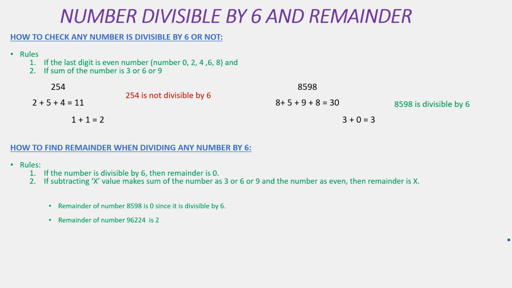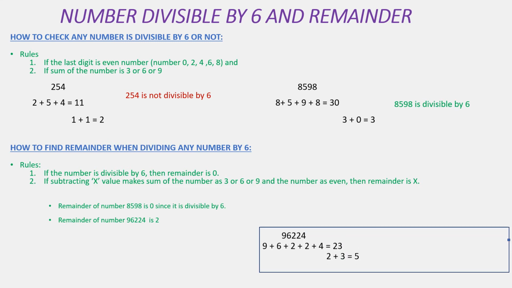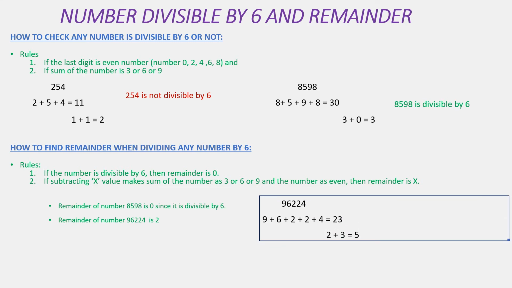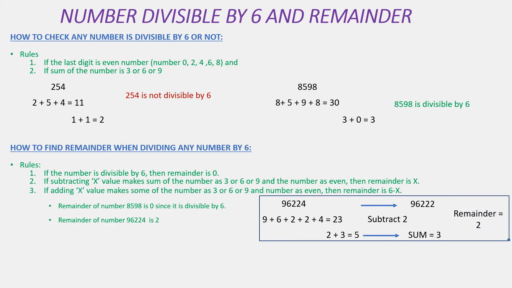For example, the remainder of 96,224 is 2. Here we will see, the sum of this number is 5. Subtracting 2 from the sum and as well as the number makes the sum 3, which is divisible by 3, and the number divisible by 2. So the remainder is this subtracted value.